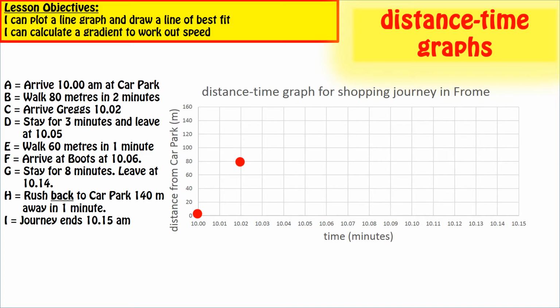Now we're going to walk 80 metres in 2 minutes. So we arrive at 10:02 and it's 80 metres away. So we put a dot there and then join it up with a straight line.